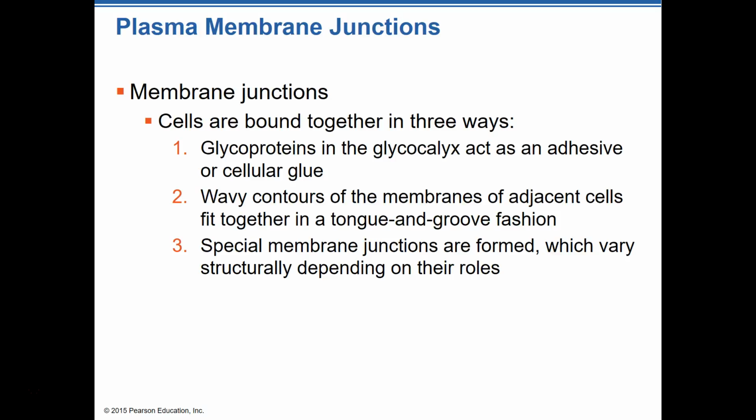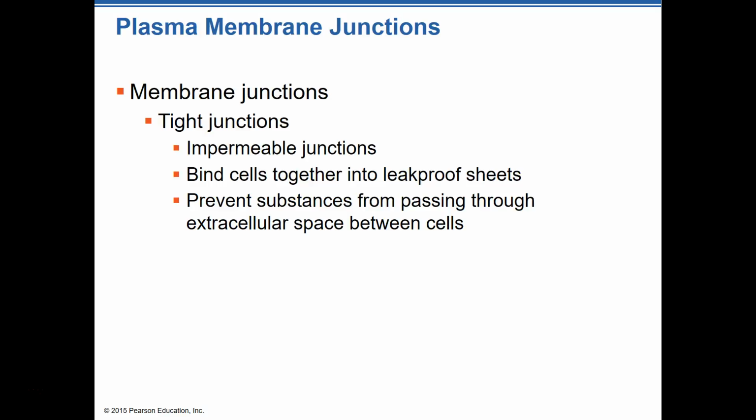So they have some different purposes. Membranes can be bound together and held together in three different ways. Those three ways are through glycoproteins that act as an adhesive, kind of gluing them together. Some of them have a little tongue and groove way that they hang on, and some of them have specialized junctions called gap junctions, where they can communicate and hang on to each other. Depending on the type of bond, it will determine how well those cells stick together and how well they can be pulled apart.